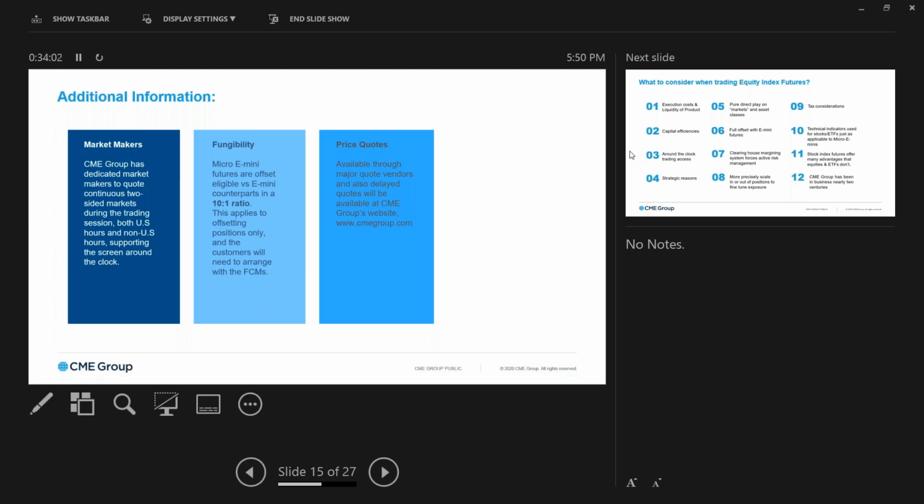So if you buy 10 lots of micro E-mini S&P 500 futures, and you have sold 1 lot of E-mini S&P 500 futures, then the position can be collapsed. It has to be in a different direction, but a 10 to 1 ratio. You can always ask your FCM whether you can collapse your positions so that it nets out. You can also find price quotes from your broker or trading platform, or even the CME Group website. We provide delayed quotes.